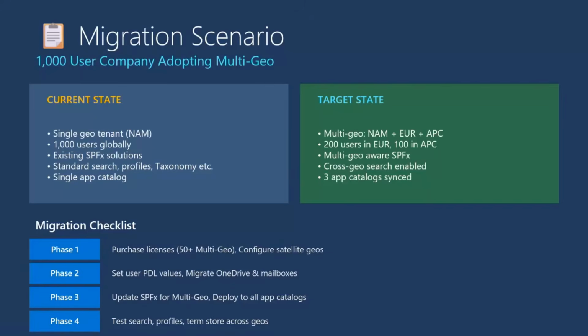Then some migration scenario. For example, if you have 1,000 users and you want to migrate to multi-geo, what does that look like? Here you have a single tenant and 1,000 users, an existing SPFx solution, search, profile, Graph me, and a single app catalog. And what does it look like in the target state? You go to multi-geo, you will have different geos, 200 users in Euro, 100 in APC, multi-geo aware with SPFx cross-geo search enabled, and 3 different app catalogs: one for NAM, one for Euro, one for APC.